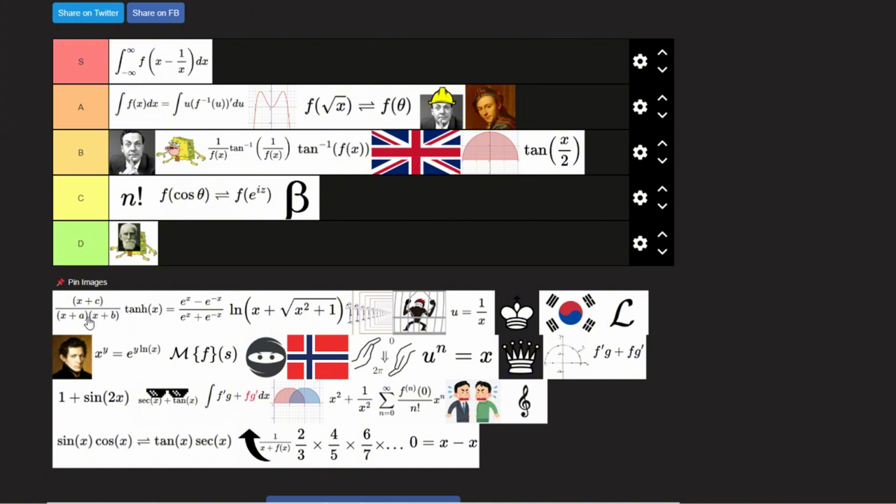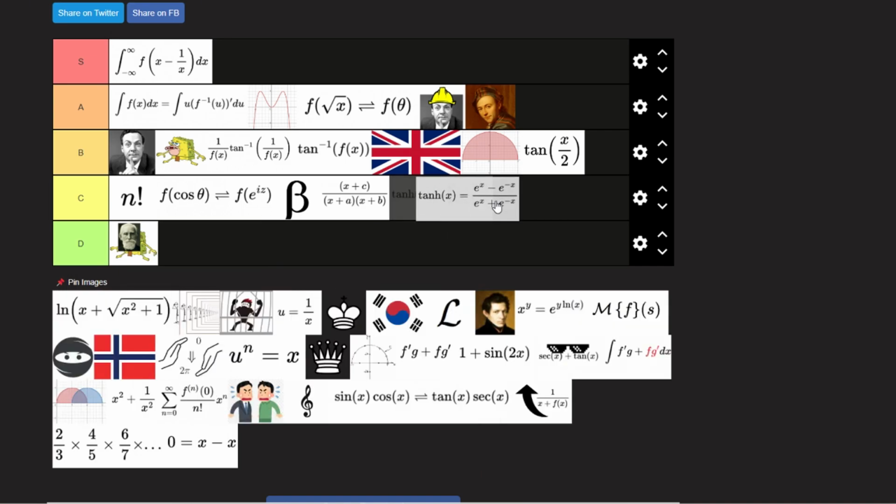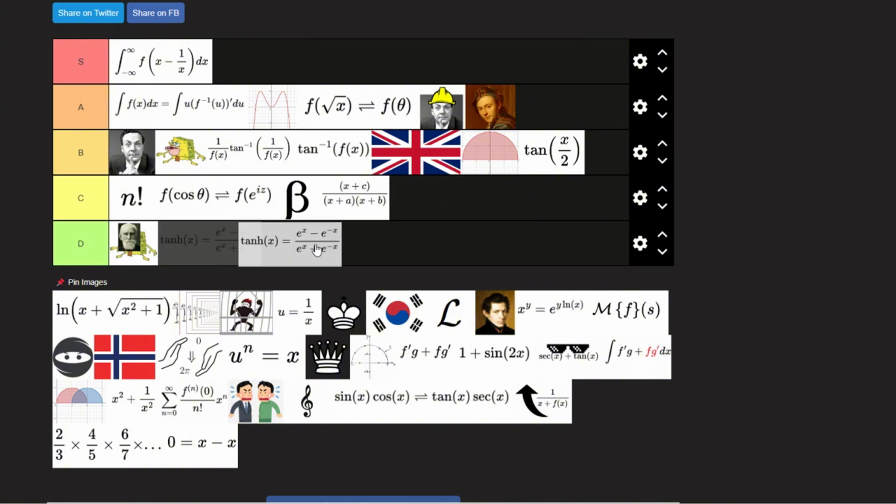Okay. Heaviside Method? I mean, don't get me wrong, it is nice. It's nice to use Heaviside Method, but it's not always the case for partial fractions sometimes. Hyperbolic, converting hyperbolic into exponential form. A D tier. I'll put a D tier. It's not that cool.